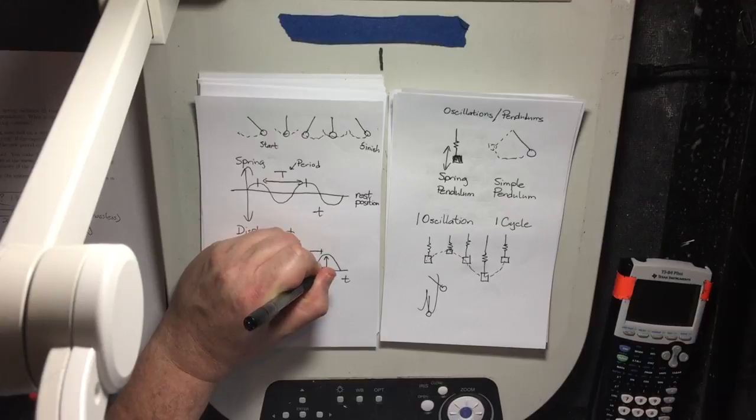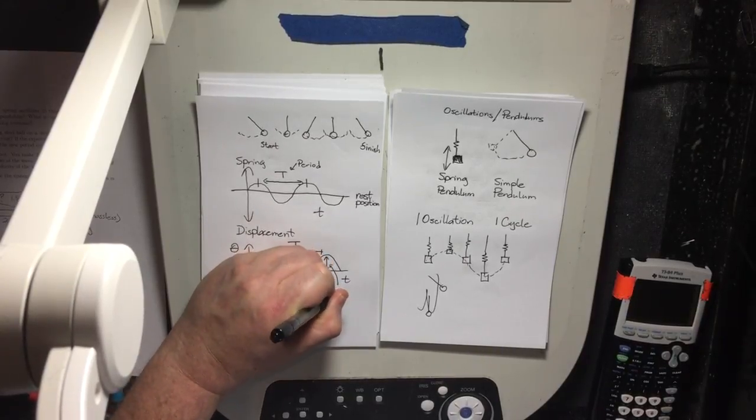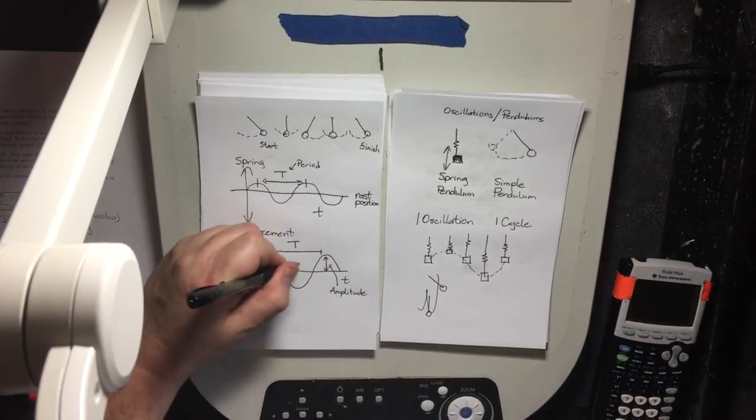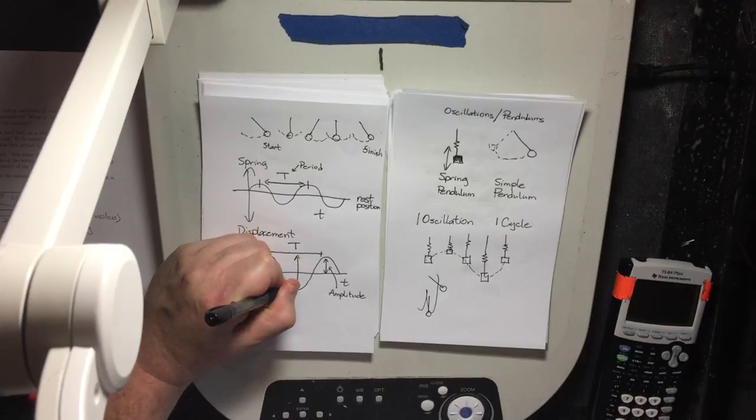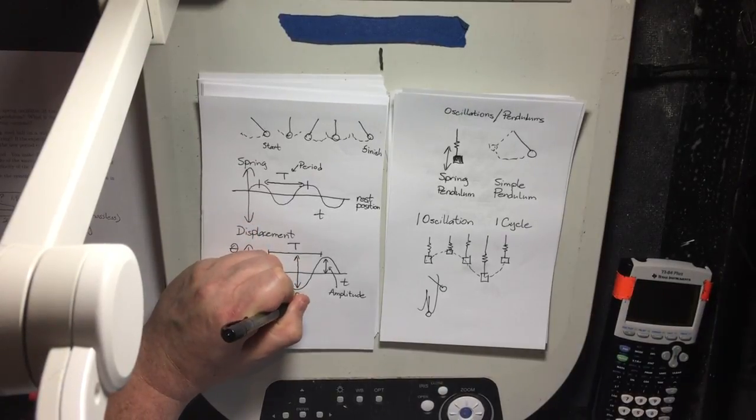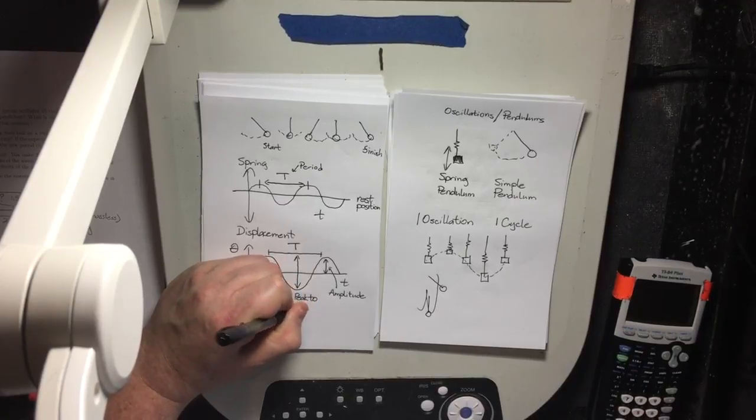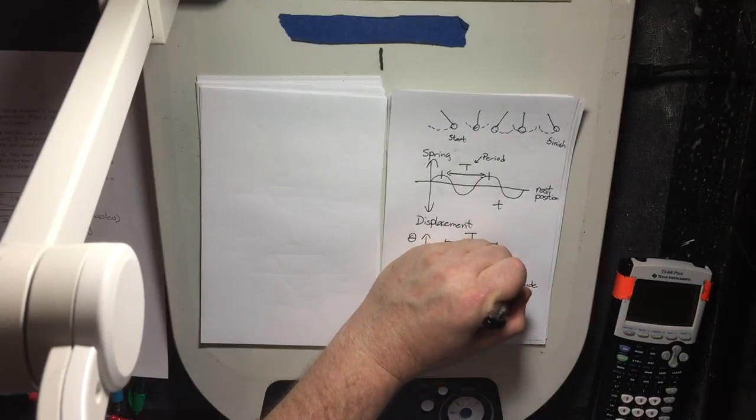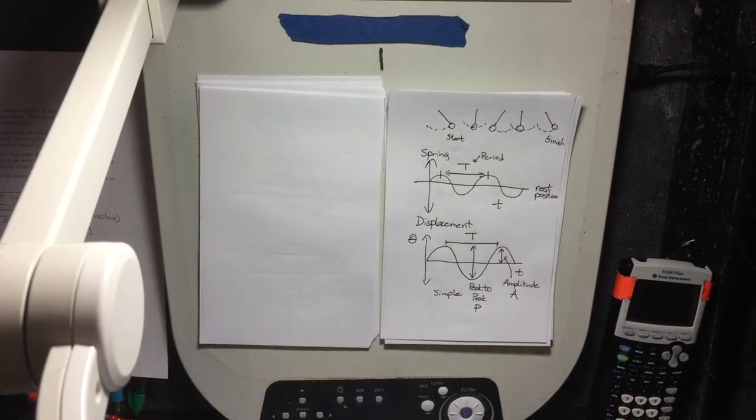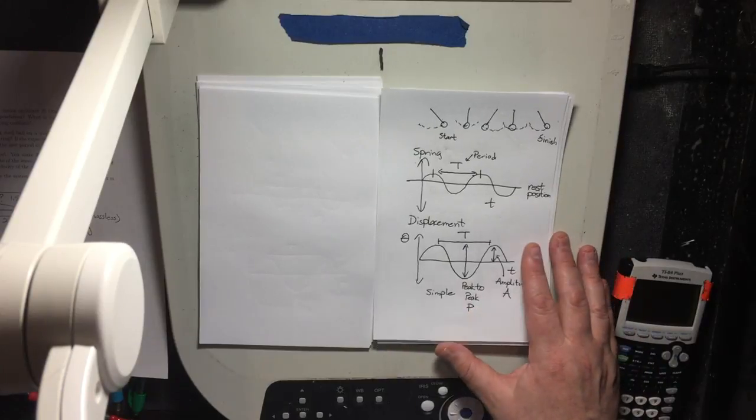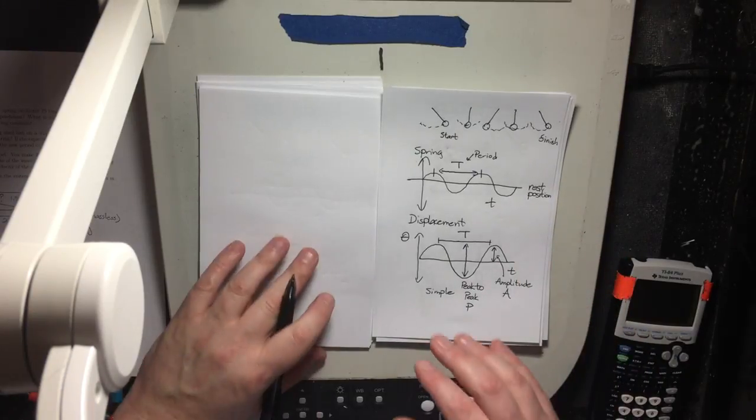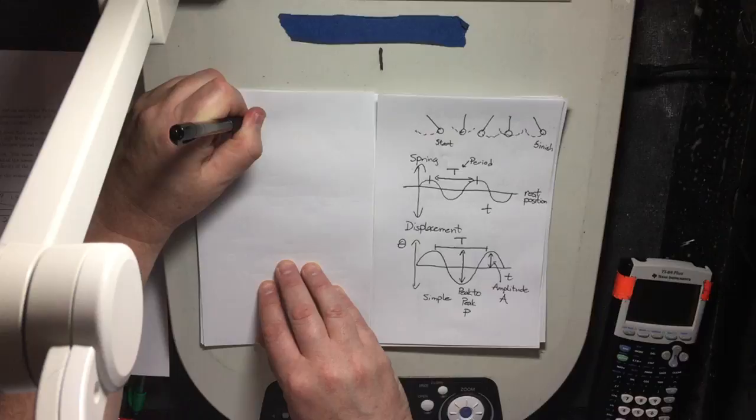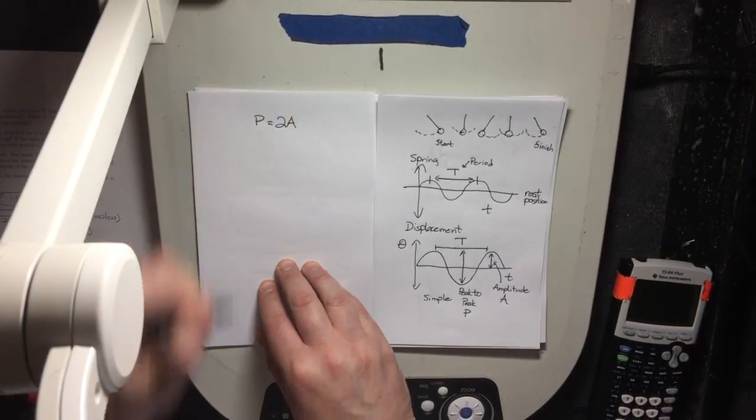This is called amplitude. And this is called peak to peak. Amplitude, they shorten to A. Peak to peak, they use P. You can call it whatever you want. Cheeseburger, as long as you say cheeseburger is the peak to peak. Peak to peak is twice that of amplitude.